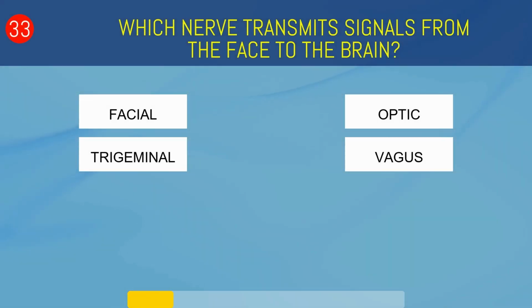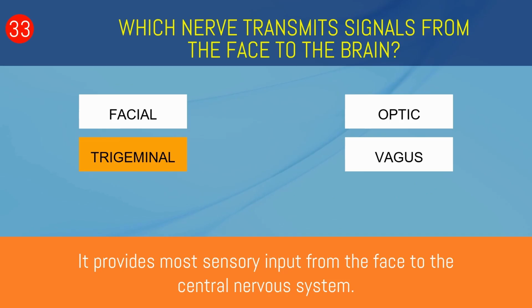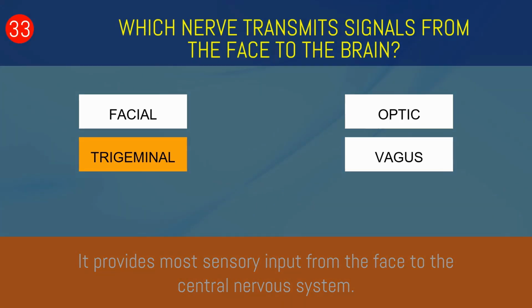Which nerve transmits signals from the face to the brain? Facial, trigeminal, optic, or vagus? Trigeminal. It provides most sensory input from the face to the central nervous system.